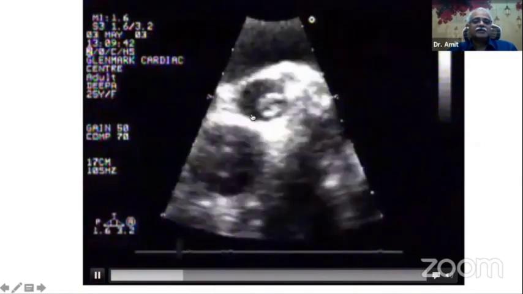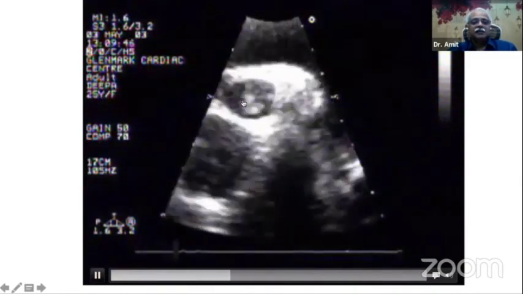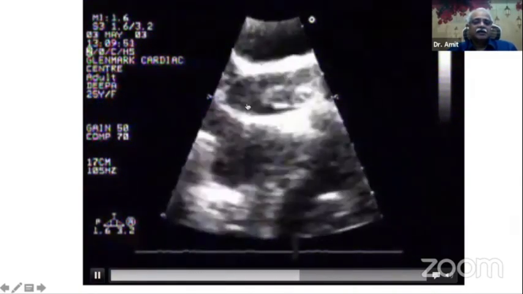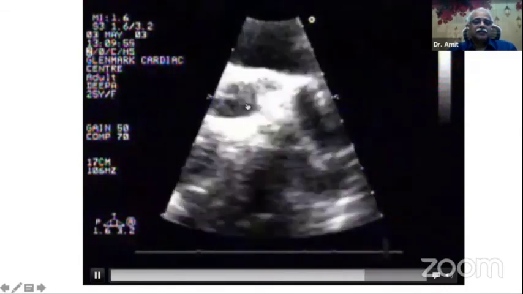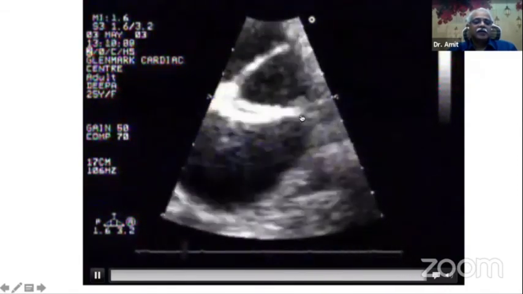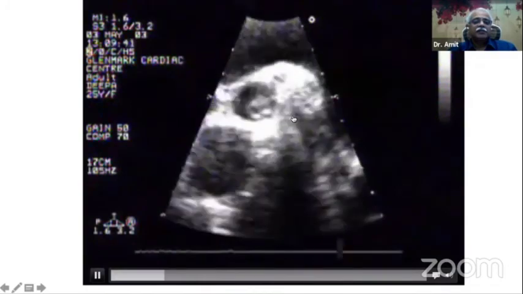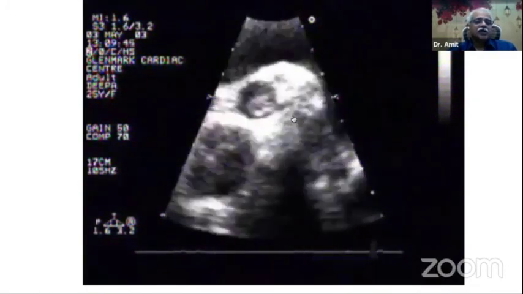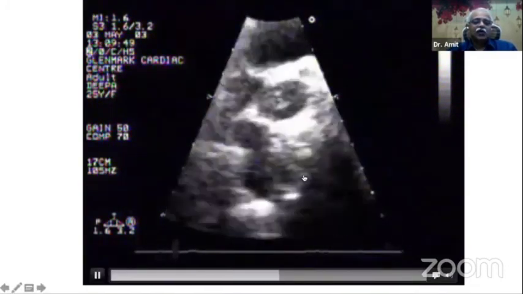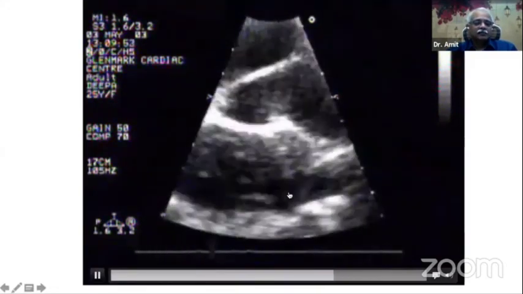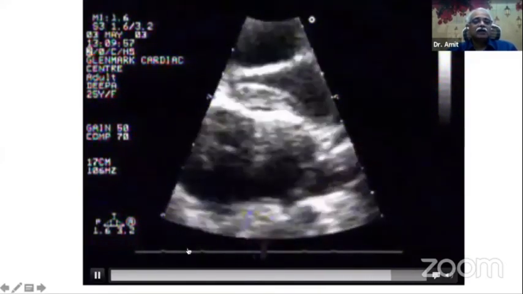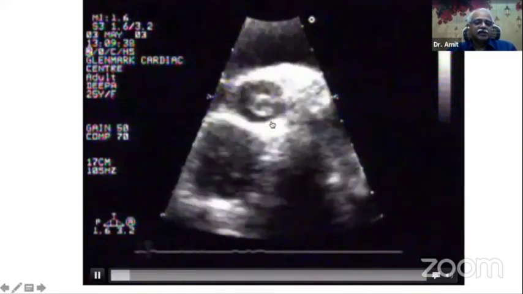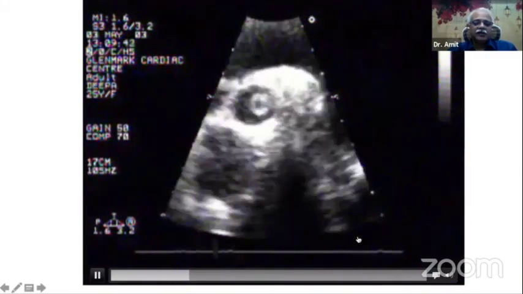See, this is a short axis, and this is the pulmonary artery and that's the aorta. So in the pulmonary artery, there is an embolus going from the main pulmonary artery into the right pulmonary artery. So this was actually a very young 25-year-old lady who had post-delivery non-resolving pneumonia, and actually it turned out to be a pulmonary embolus.